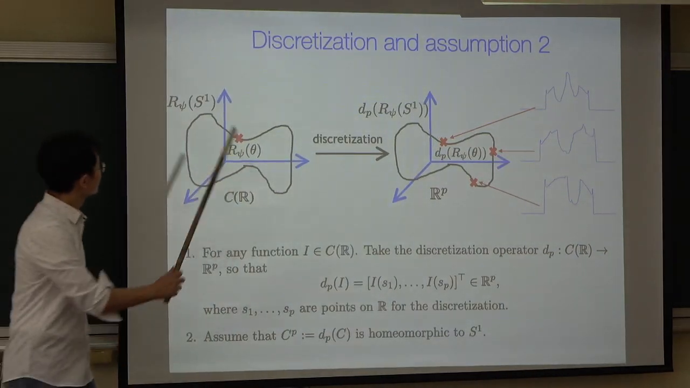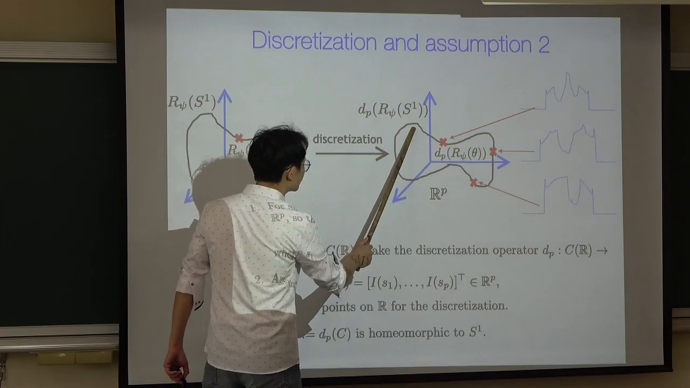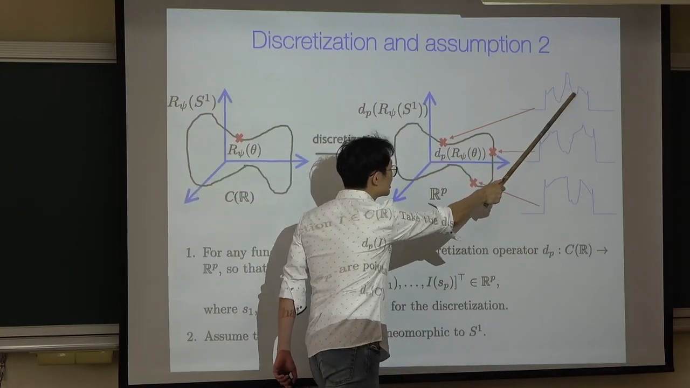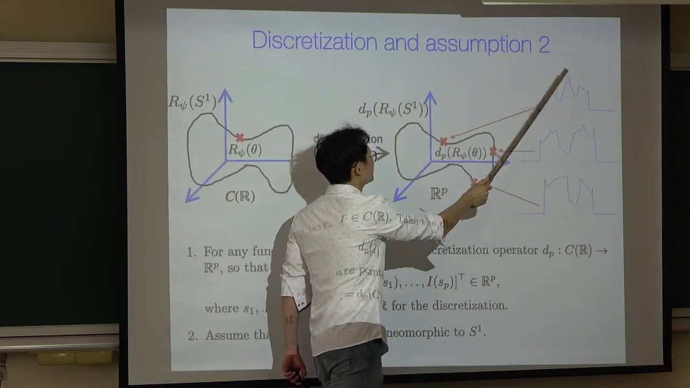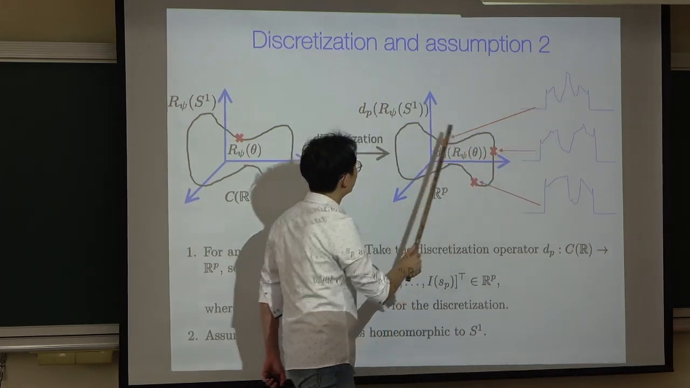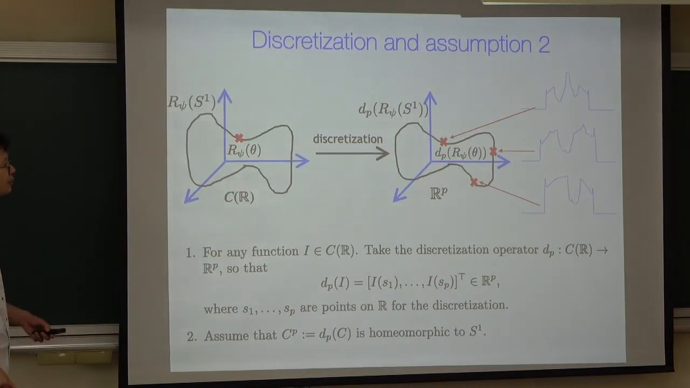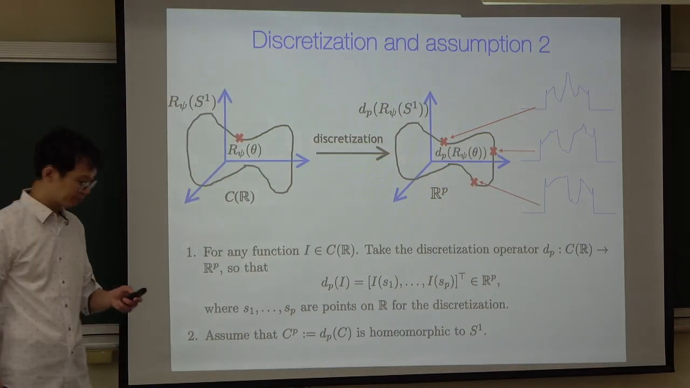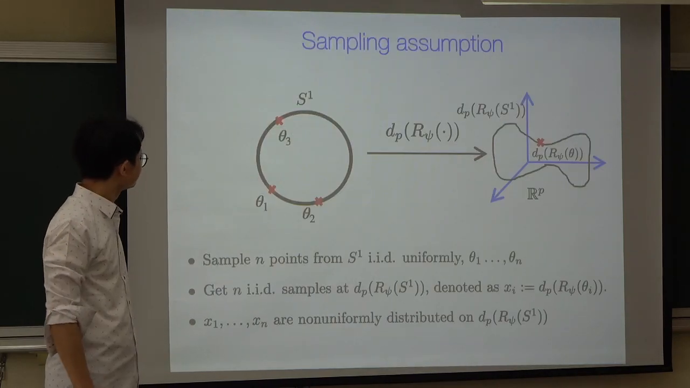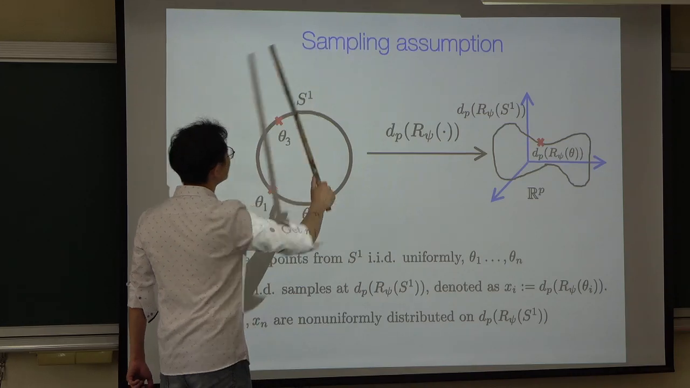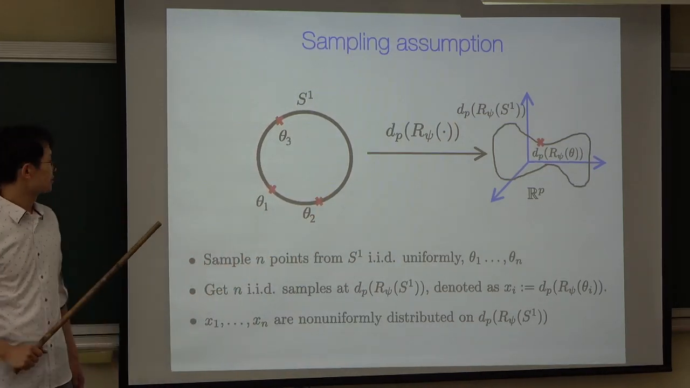So that the data points, those images as data points, are actually sampled or located on a one-dimensional manifold that is at least homeomorphic to S1. That is our ultimate goal. And then, once we get to discretization, we can describe our sampling assumption.